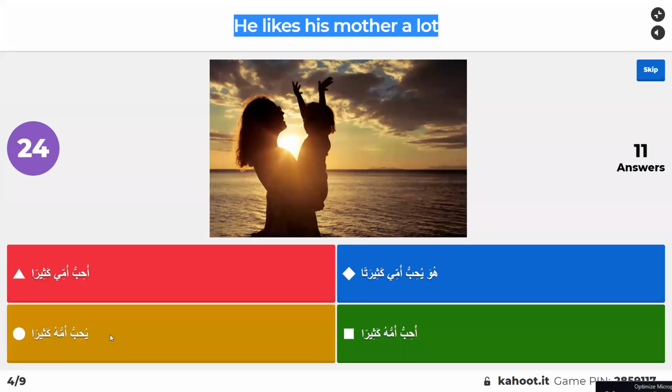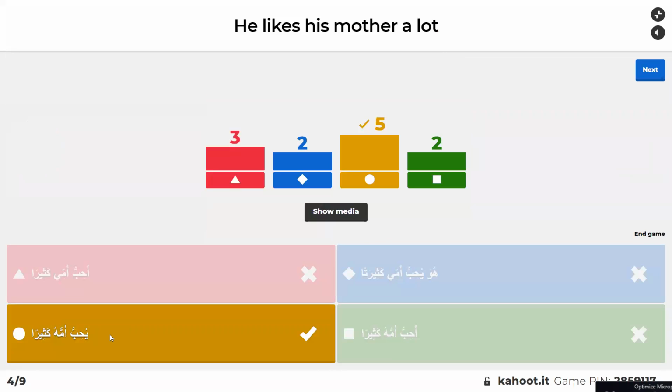He likes his mother a lot. Correct answer, orange. Very good. 5 people have gotten the correct answer. Yuhibbu is he likes. I could add huwa or I could skip.